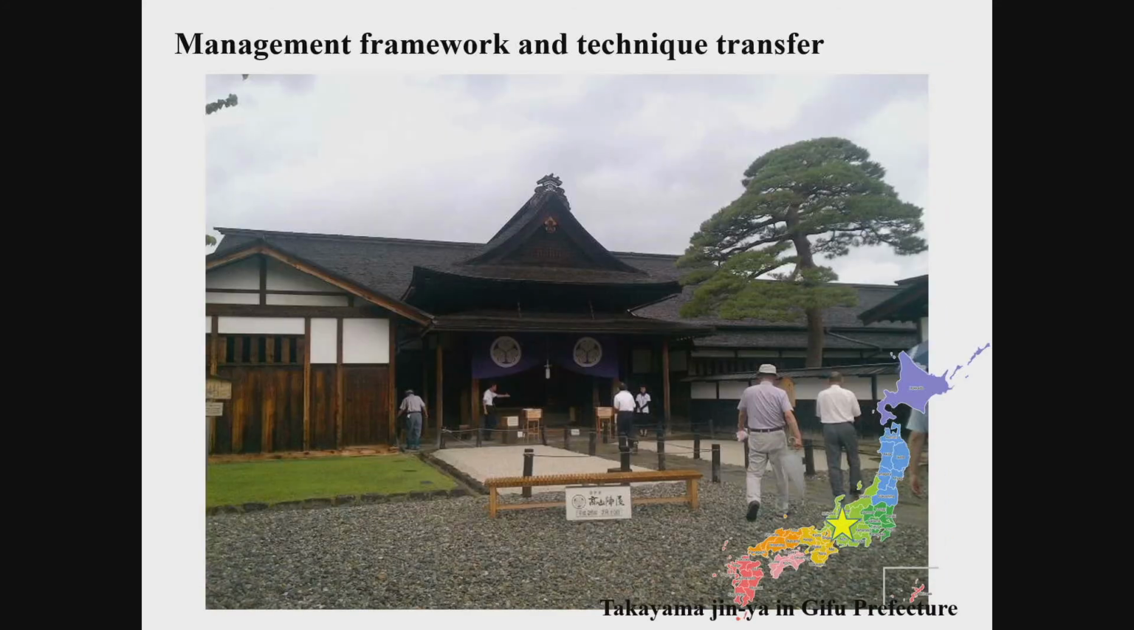The building shown in this slide is the site of Takeyama Jinya, the provincial governor's office in the Edo era, located in Takeyama City, Gifu Prefecture. Maintenance of old buildings requires various techniques, especially those for roofing, including periodical maintenance work. At this site, we have a good example of an established system, both in the management and in the succession of traditional techniques.